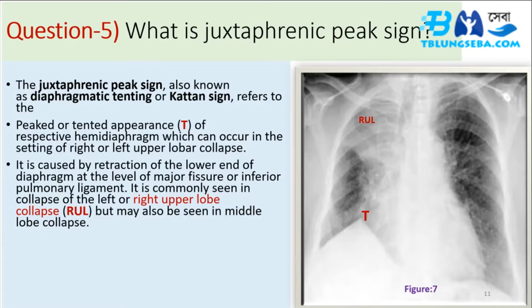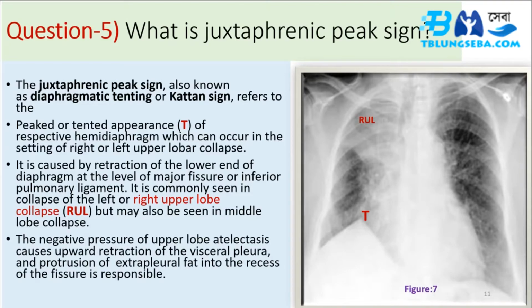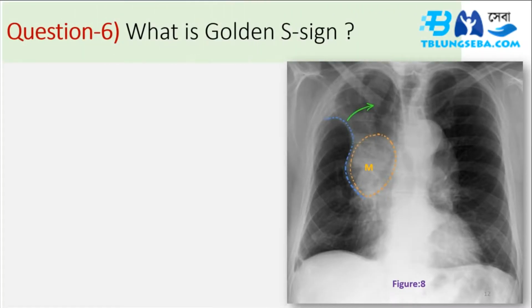It is commonly seen in collapse of the left or right upper lobe, RUL, but may also be seen in middle lobe collapse. The negative pressure of upper lobe atelectasis causes upward retraction of the visceral pleura, and protrusion of extrapleural fat into the recess of the fissure is responsible. It was first described by Kenneth R. Cardan. Question 6. What is Golden S sign?